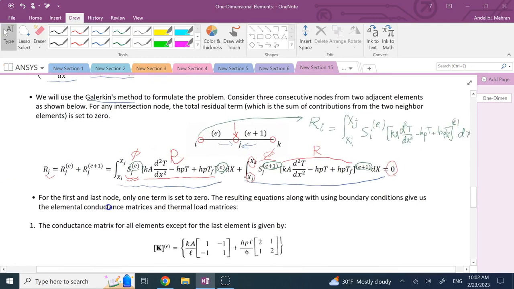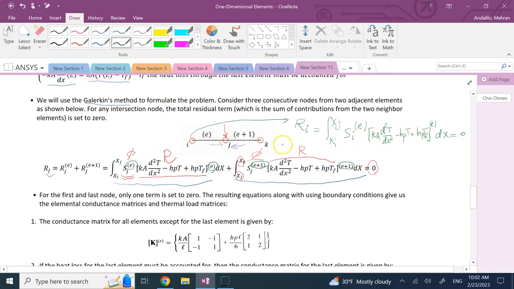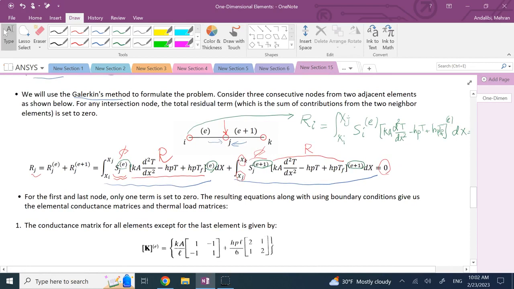So if you do that for all of these nodes and then set all of these total weighted residuals to 0, that gives you what? That gives you a sufficient number of equations, along with applying the boundary conditions, from which you can find the elemental conductance matrices and the thermal load matrices.